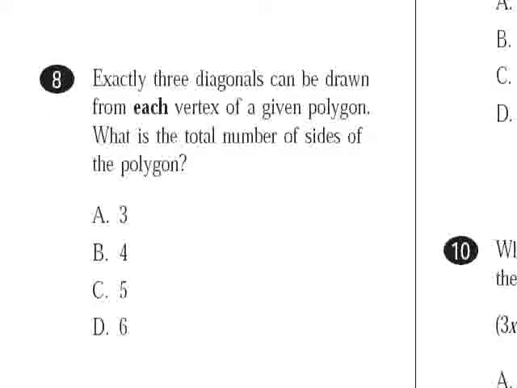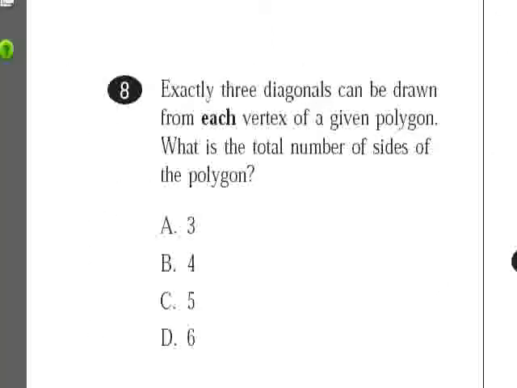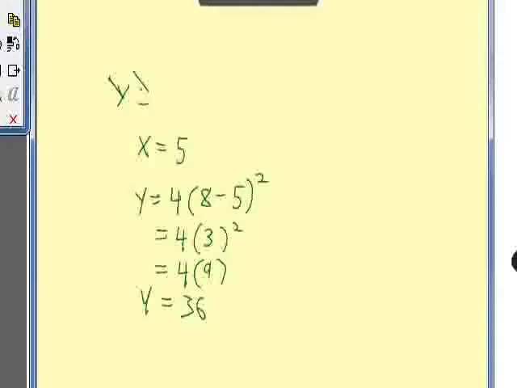So number 8, exactly 3 diagonals can be drawn from a vertex of a given polygon. What is the total number of sides of the polygon? Your choices are 3, 4, 5, 6. So 3 is a triangle, 4 is some type of square, 5 is a pentagon, and 6 is a hexagon. So let's draw these out and see if that makes anything a little clearer.